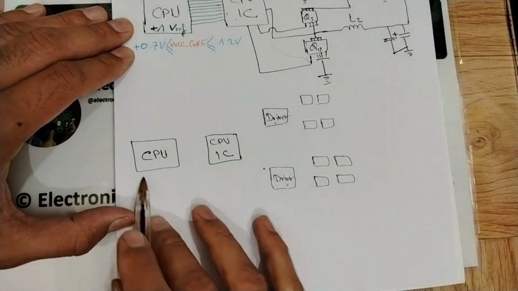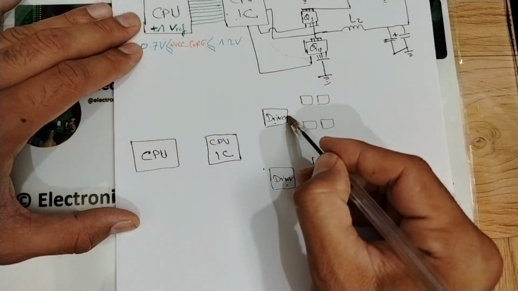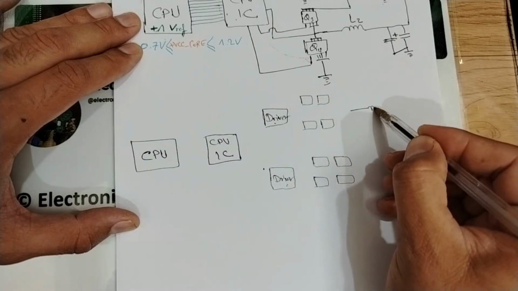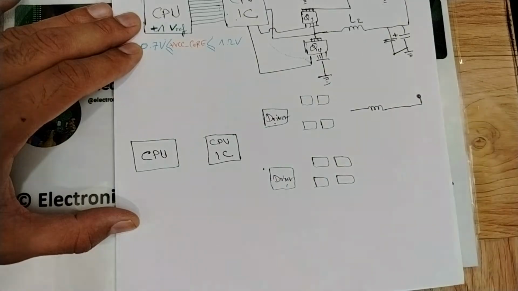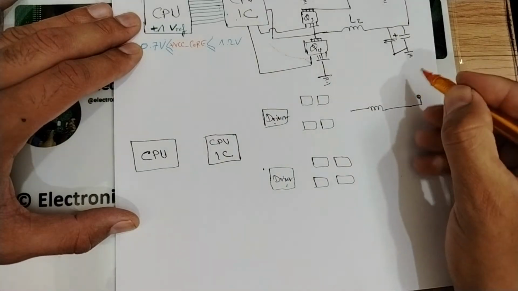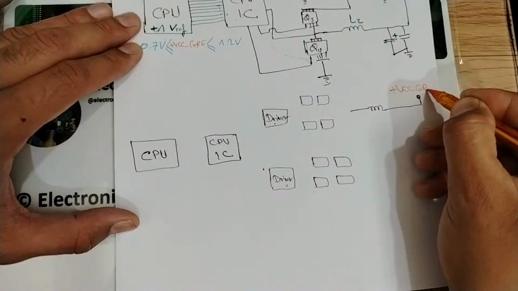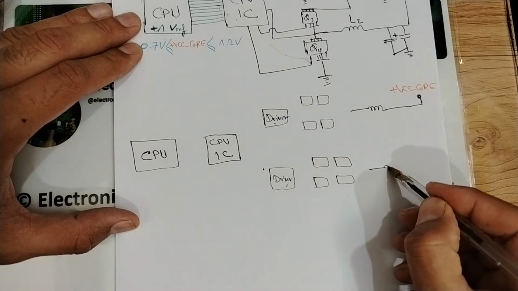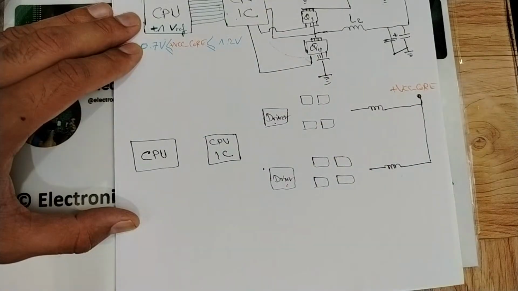Okay, and of course, here we have an inductor. Here we're going to connect everything. Don't worry, my friends. Plus VCC core. This is what we want to generate. Here we also have an inductor like this, in order to generate the same voltage, plus VCC core.